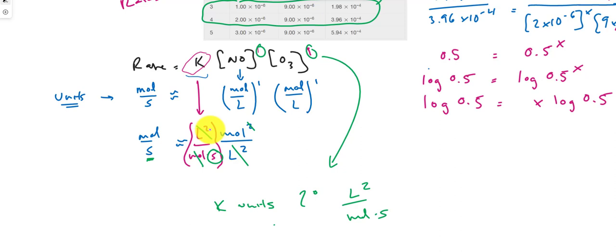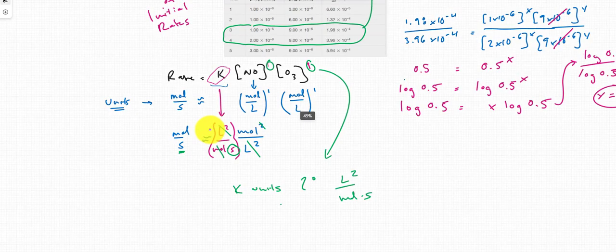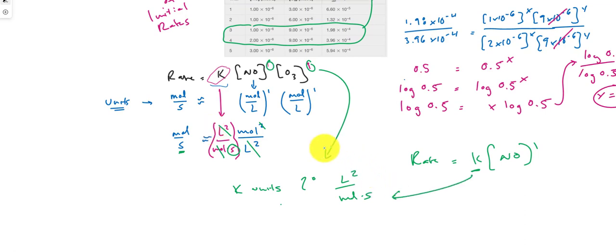So see if you can figure out, if I have a first order rate law, that is say rate equals k[NO], figure out what the units of k are and see if they're the same or different. I'll give you a hint, they should be different, and see if you can figure out what they are.